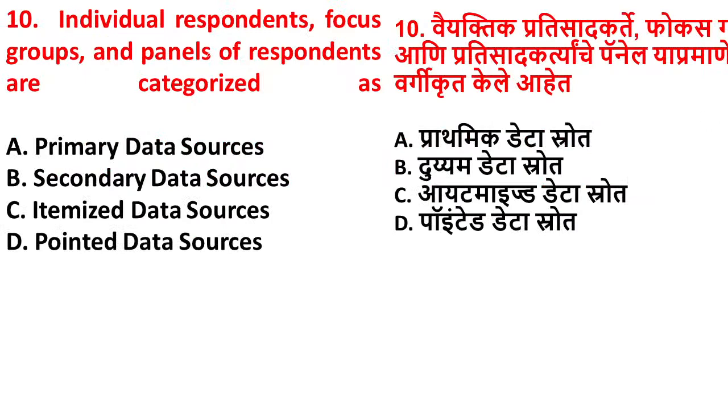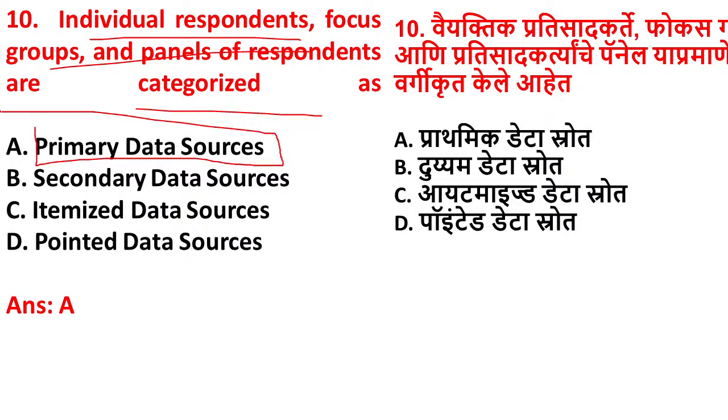Question number 10. Individual respondents, focus groups and panel of respondents are categorized as option A primary data sources, option B secondary data sources, option C itemized data sources, option D pointed data sources. So individual respondents, when you are going and meeting the people and asking for information, focus groups, and panel of respondents, these are categorized as primary data sources.